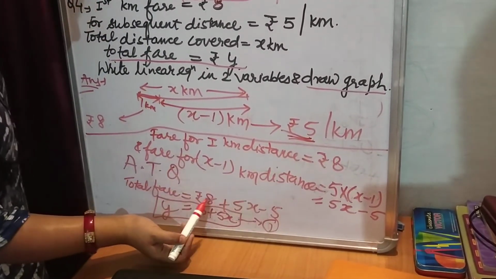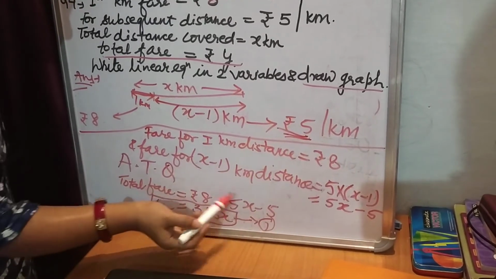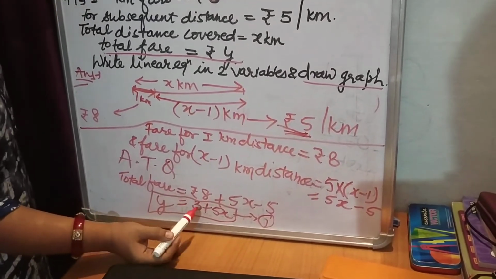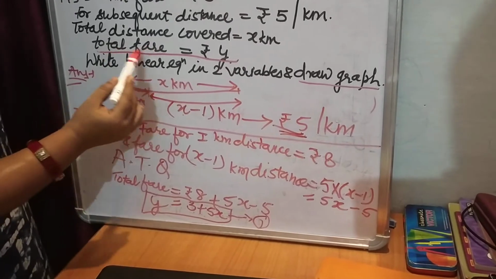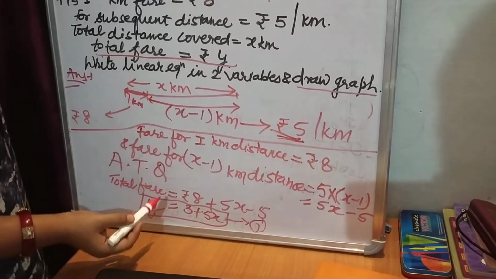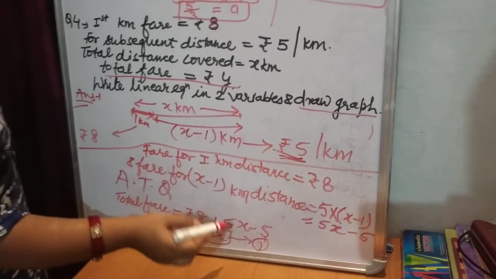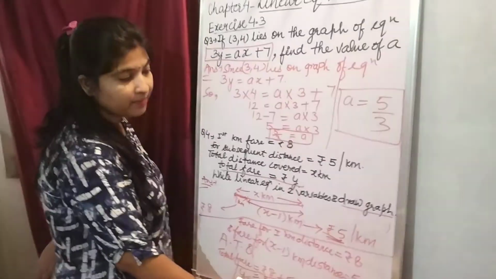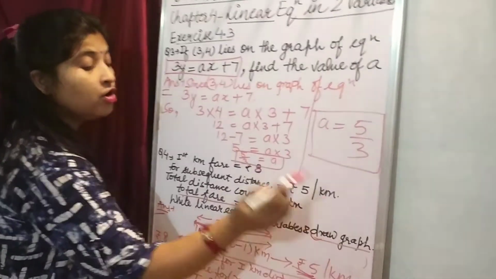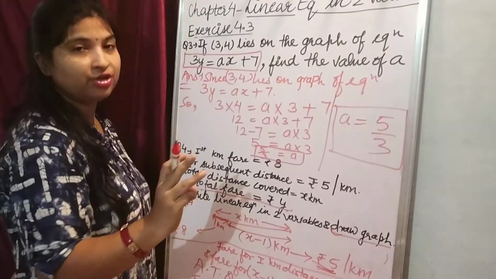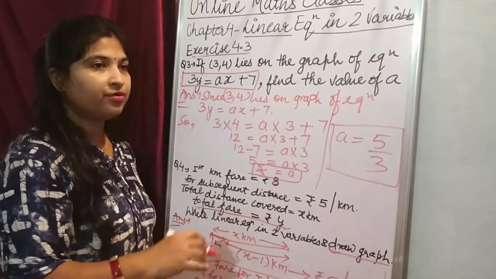You solved this, and adding both, you get 3 plus 5x as the total fare. But according to the question the total fare is y rupees, so y will be equal to 3 plus 5x. This is your linear equation in 2 variables. You have to draw its graph on your own. You have to find 3 values and then show them on the graph.